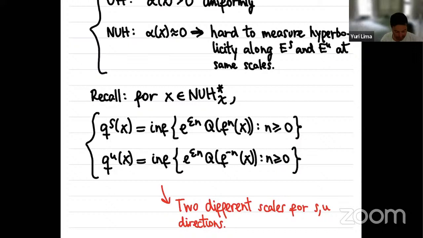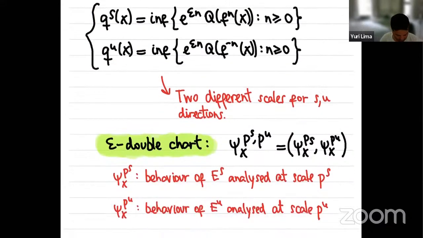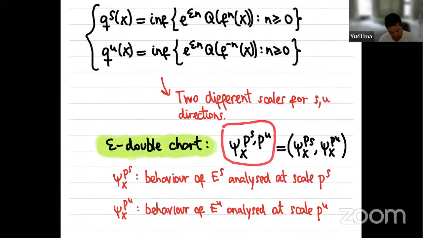So it looks like the right object to understand these hyperbolicities separately is to consider the same Pesin charts centered at the same point X, but if you want to consider the stable graph transforms, you consider the scale of QS, and for the unstable graph transforms, you consider the scale of QU. So this leads to the definition of epsilon double chart. This is the notation for an epsilon double chart.